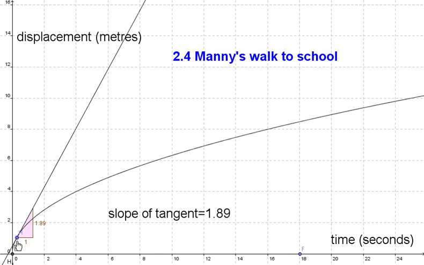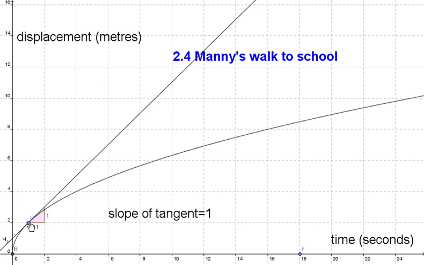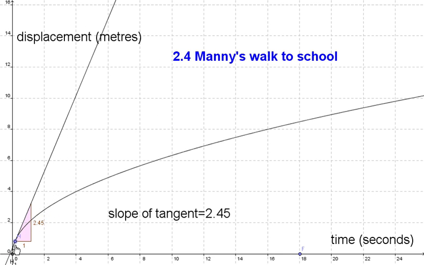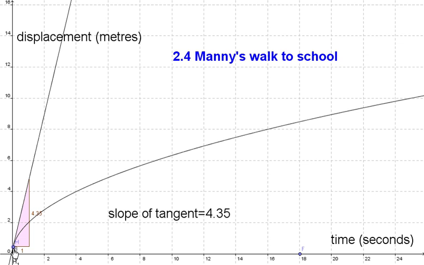So when I go through Manny's walk, I'm going to start at the beginning. At the beginning, you can see the tangent line here is actually going to become vertical. Now that's not really possible, because that would mean that Manny is walking at an infinite speed. But let's just look beyond that point right now. So here, Manny starts walking pretty fast. You can see the slope of the tangent is 4.35 meters per second. So he's walking at a speed of 4.35 meters per second.